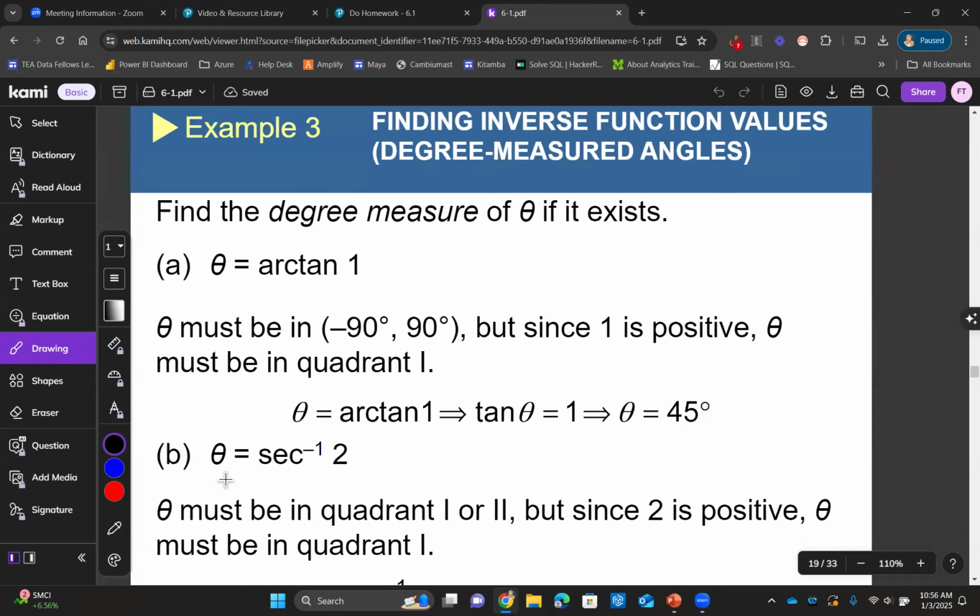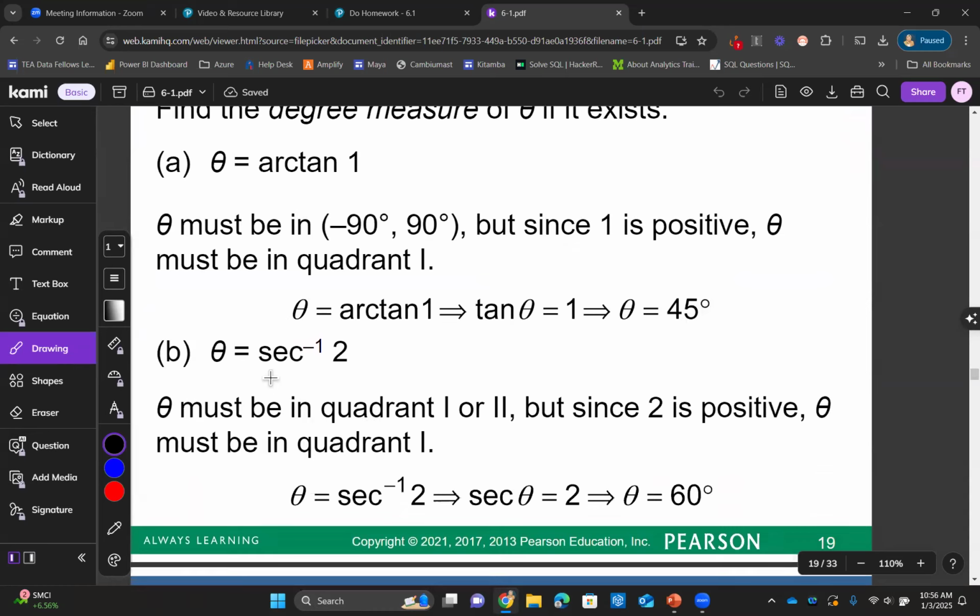This question, theta is equal to inverse secant of 2. So since I don't memorize the secant values of the angles, if secant is 2, that means cosine is 1/2. So we're going to think about the angles whose cosine value is equal to 1/2. And the angle whose cosine value is equal to 1/2 is 60 degrees. And for definition of inverse secant, answer must be in quadrant 1 and quadrant 2 because secant is reciprocal of cosine, and this is still the interval for inverse cosine.